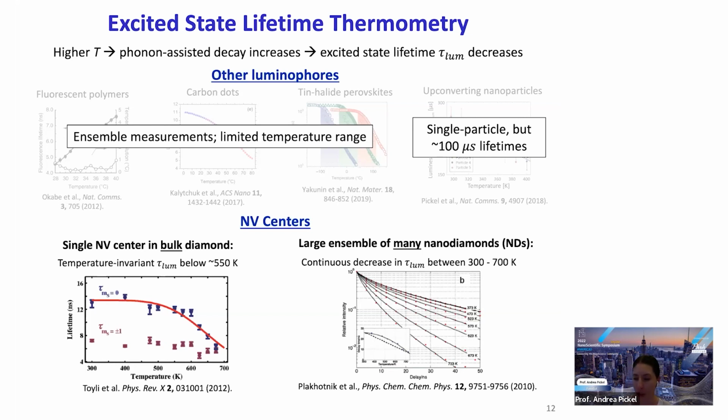Another study, which is what you see on the right, looked at large ensembles of many nanodiamonds, each containing many NV centers, and found continuously decreasing lifetimes between 300 and 700 Kelvin. But we were interested in NV centers in single nanodiamonds, since again, using single nanodiamonds can give us single point temperature measurements with high spatial resolution, and that is something that had not been looked at before.